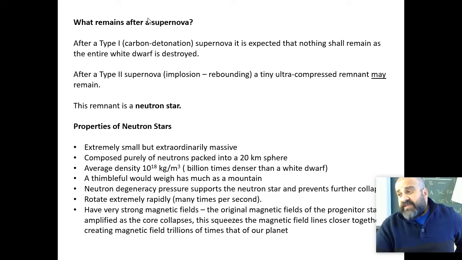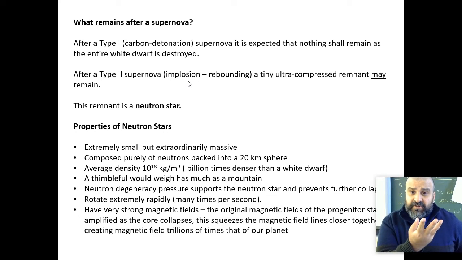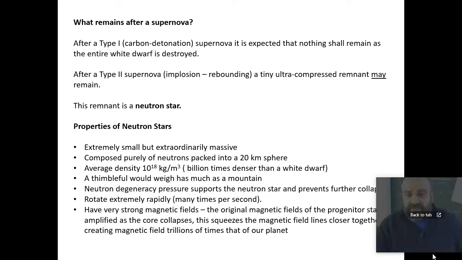So, what remains after a supernova? After a type 1, the carbon detonation, essentially nothing remains. The entire carbon white dwarf explodes, and there's just dust left behind. After a type 2 supernova, we get an implosion of the core, then rebounding outwards. What's left is very, very small, very, very dense, full of neutrons, and it is the neutron star.